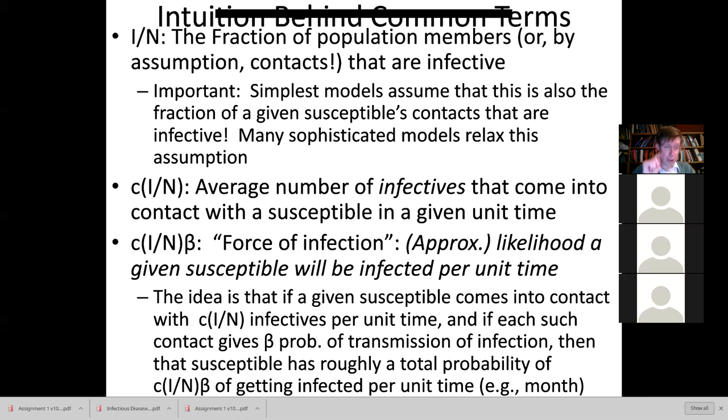And so if we multiply C times I over N, the average number of infectives that come in contact with a susceptible, times beta, we get an approximation to the probability a given susceptible will be infected per unit time. If I have contact with 50 infective people per day, and each confers a 1% chance, then if you simplify the situation and ignore the fact that I can only get infected once, we have something like a 50% chance that I'm going to get infected per day. And it turns out this tends to be a really good approximation if beta is very, very small, for example.